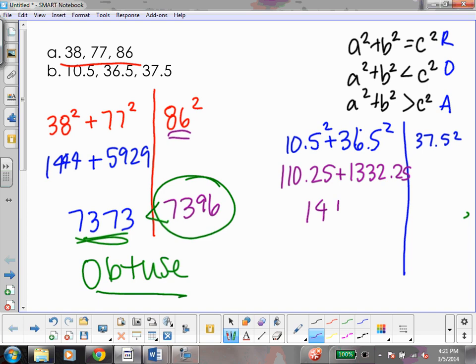to get 1,442.5. Now I'll compare that to 37.5 squared, which is 1,406.25. Now looking at these two, I notice that the sum of the two smaller sides squared is larger than the larger side squared. So that means that since the hypotenuse squared, or the largest side squared, is smaller than the other two, then that would have to be an acute triangle.